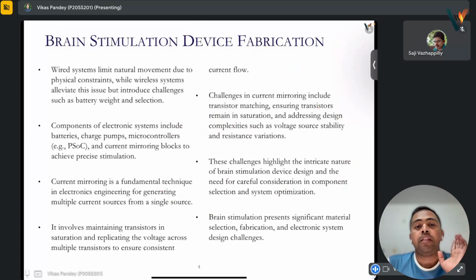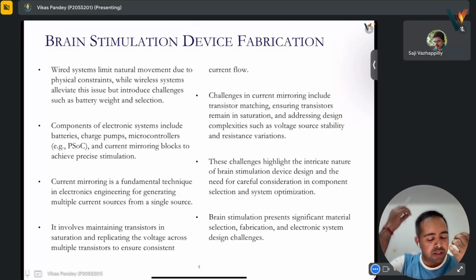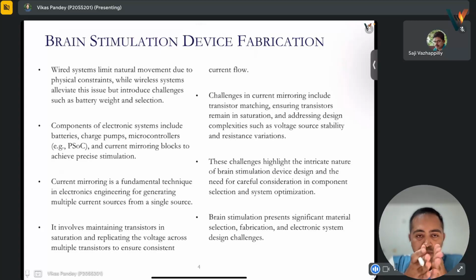Then the next thing is the wired system. Whatever we are discussing is that we are putting something inside the brain at a specific point, and we are stimulating it via wire. But there is a problem with this, that they are limited. The person will have to be kept captive in a sense. That is why wireless systems are being used, in which a very small module is kept there, and the control is through a wireless module.